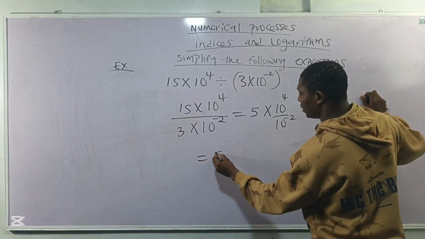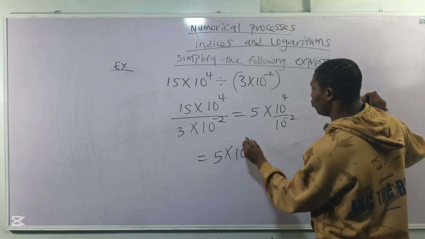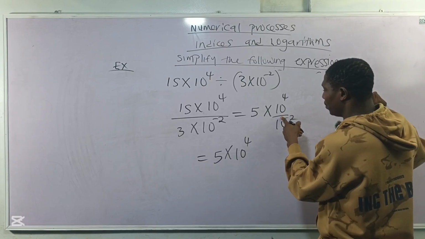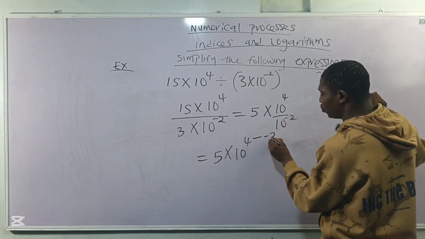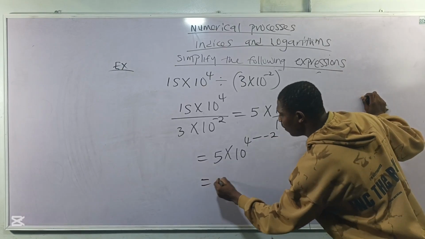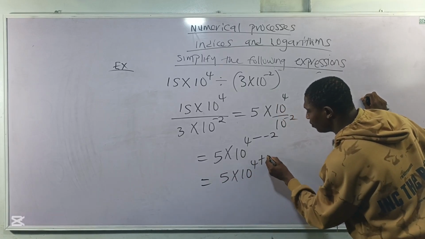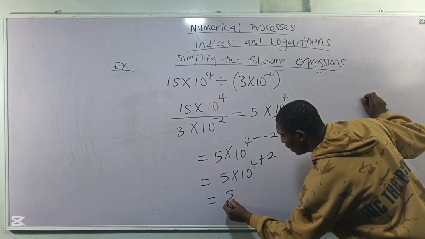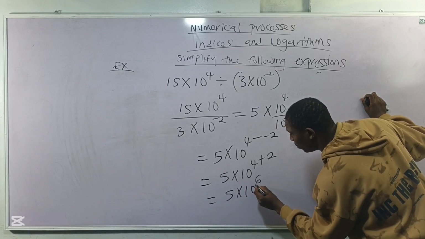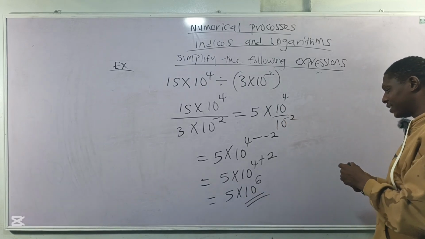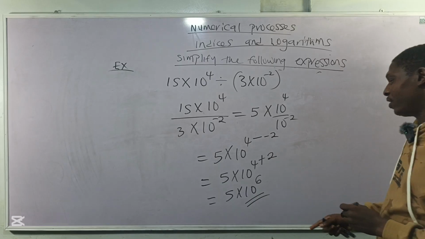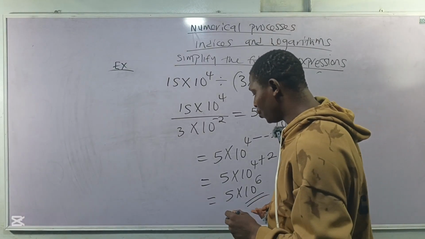And this will be written as 5 times 10 raised to the power 4. Subtraction is what? Minus. So I have minus 2. So I have 5 times 10 raised to the power 4. Minus minus is plus what? 2. Giving me 5 times 10 raised to the power what? 6. 10 raised to the power 6 is a million. So 5 times a million will give you what? 5 million if you choose to.